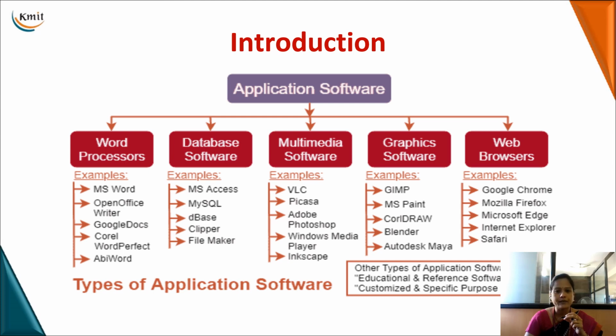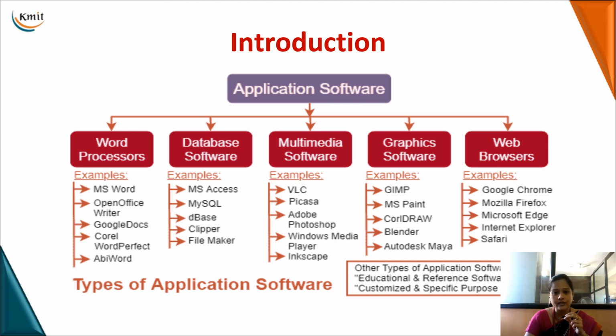Now we move on to the application software, where depending upon the purpose or the utilization of the user, we have different types of application software customized to a particular application. If the user wants to operate on the word, you will have different types of word processor. And if he wants to go for creating tables, we have a database software. And if he wants to work with images, audio, and videos, we even have a multimedia software. And we even have some graphic software such as Paint. We even have the web browsers.